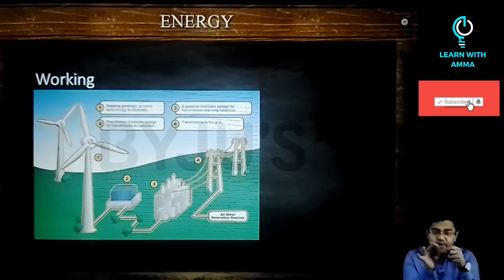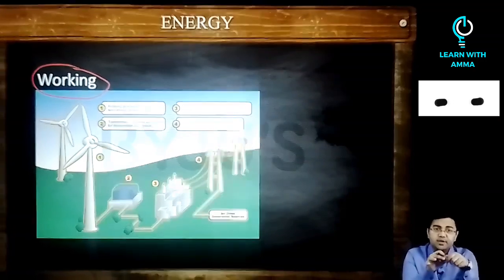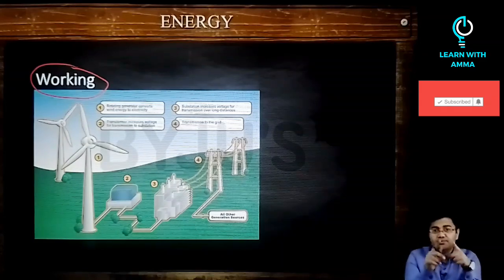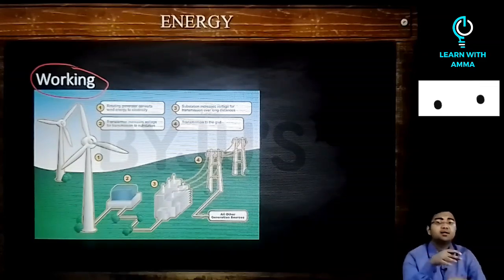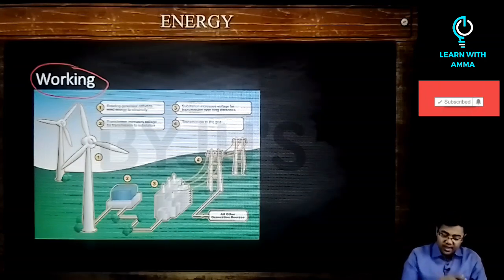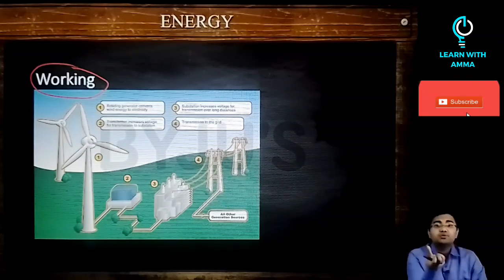Now let us look at how wind energy is converted into electricity. Look at this diagram. The very first thing you need to know is that the energy is created from moving air. The wind is created due to moving air, and the moving air is created due to the uneven temperatures between land and air. So what is wind? Wind is basically air in motion.